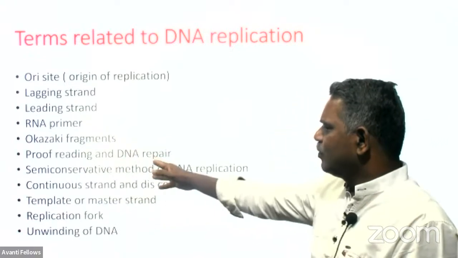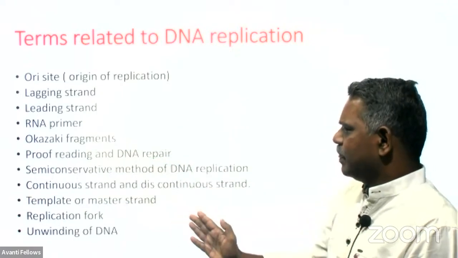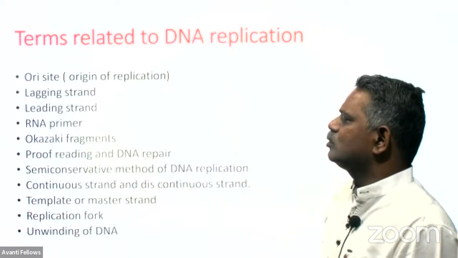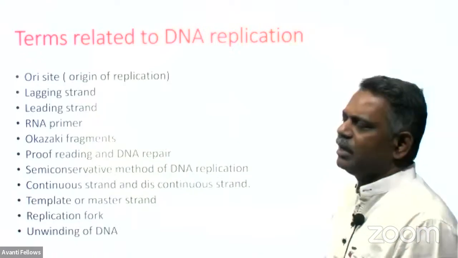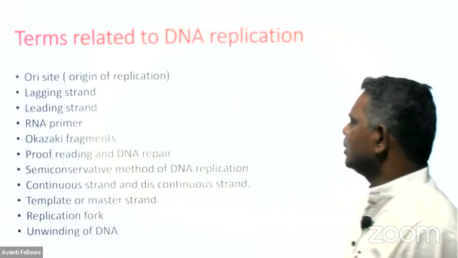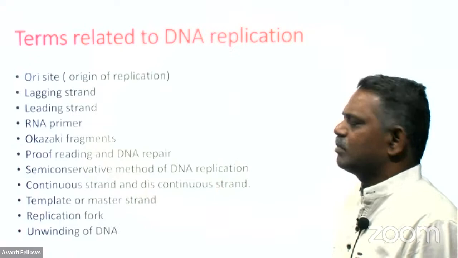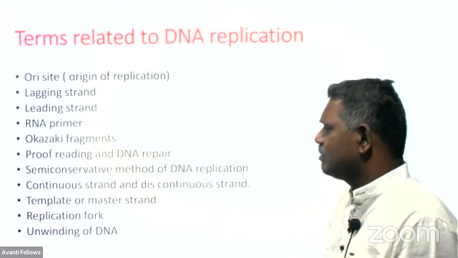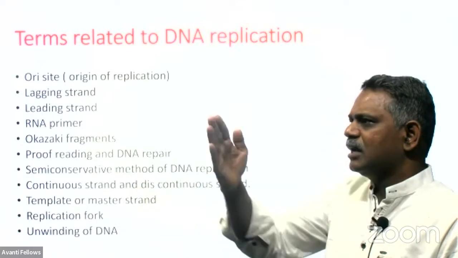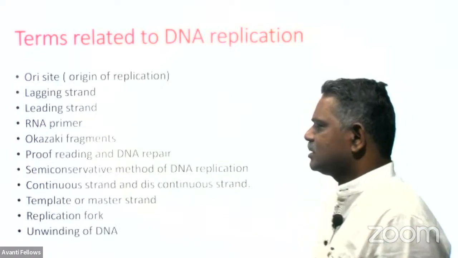And Okazaki fragments, then proofreading and DNA repair. Proofreading means making changes when a mistake is made somewhere while making the new strand. That is proofreading by our DNA polymerase enzyme only. Then semi-conservative method of replication. One strand is conserved during the process of replication. That is why we call it semi-conservative. Then continuous strand and discontinuous strand. One strand is continuous, another one is discontinuous. Then template or master strand.